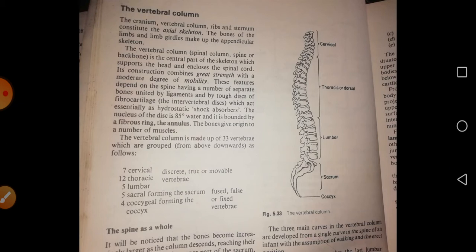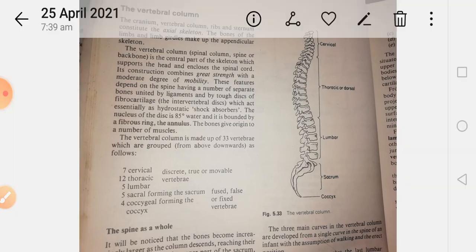So the cranium, vertebral column, ribs and sternum constitute the axial skeleton. The bones of the limbs and limb girdles make up the appendicular skeleton. Two will be there: one is the axial skeleton, the second one is the appendicular skeleton. In the appendicular skeleton, the bones are the limbs and limb girdles.